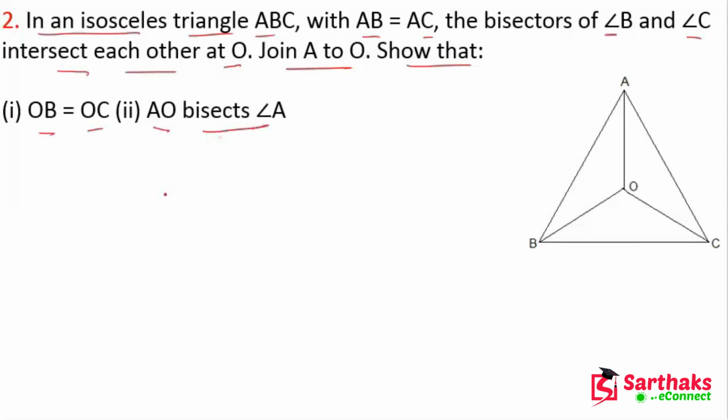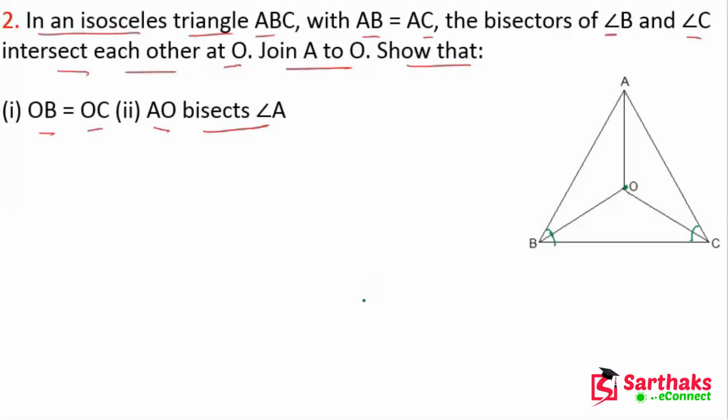The second part is that AO bisects angle A. Here we have triangle ABC and BO. This line BO is what? Angle bisector. And OC is also an angle bisector. So BO bisects angle B and OC bisects angle C, and we are joining point A and O. These lines intersect at point O. In the first case, we have to prove OB is equal to OC. We have to do the proof.